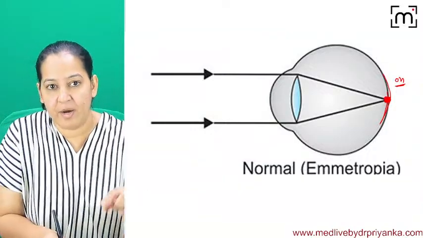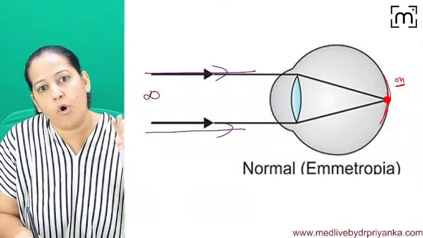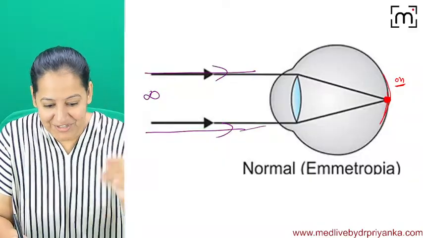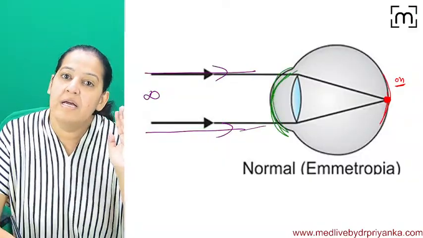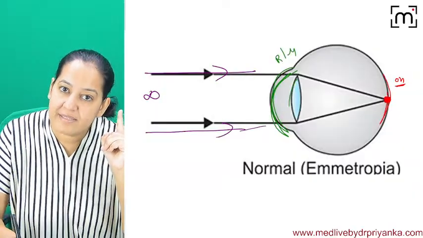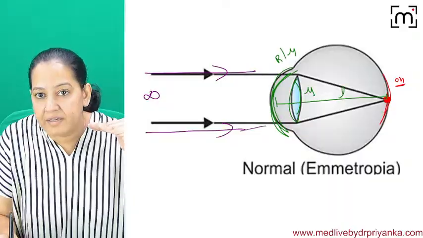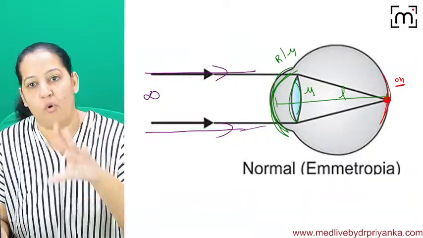When parallel rays are coming, appreciate the parallel rays. They are coming from infinity. So they automatically focus on the retina because God is great. He has given such a curvature, radius of curvature of the cornea, such a mu of the cornea, such a mu of the lens, and such an axial length of the eyeball. Because of all these factors, it is going to focus on the retina.